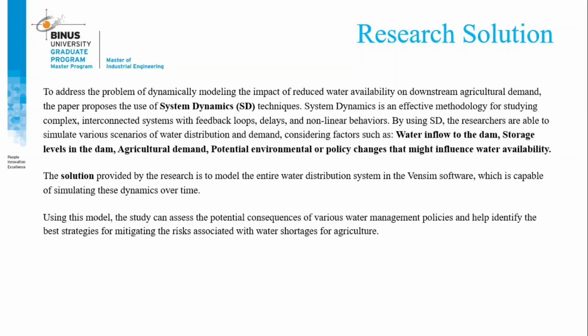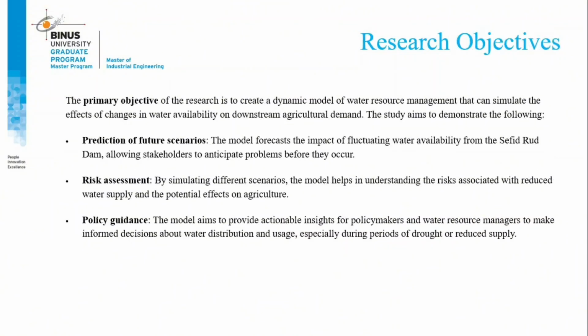Using the model, the study can assess potential consequences of various water management policies and help identify the best strategies for mitigating the risk. And let's continue into the research objective. The primary objective of the research is to create a dynamic model of water resource management that can simulate the effect of change in water availability on downstream agricultural demand. The study aims to demonstrate the following: 1 is predictions of future scenarios, 2 is risk assessment, 3 is policy guidance.